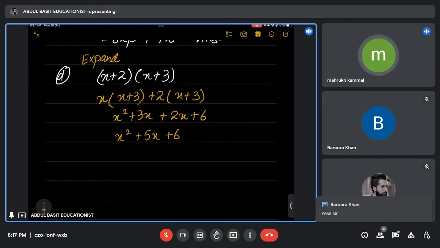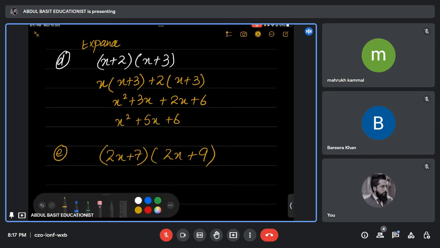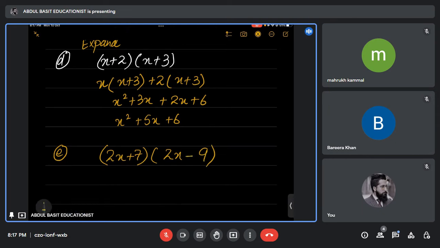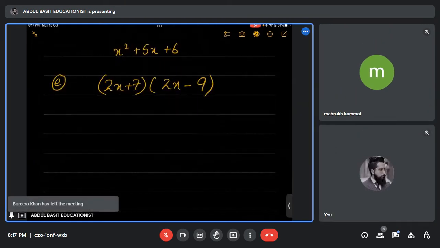So after this, I'll be writing one question here. You can try it on your own. 2x plus 7, bracket close, and then 2x plus 9. So let me confuse you guys with the negative sign. Let me write a negative sign here. You can stop the video and practice it on your own. Get it? Later on. Are you guys done with the expansion? If done, then I can proceed.